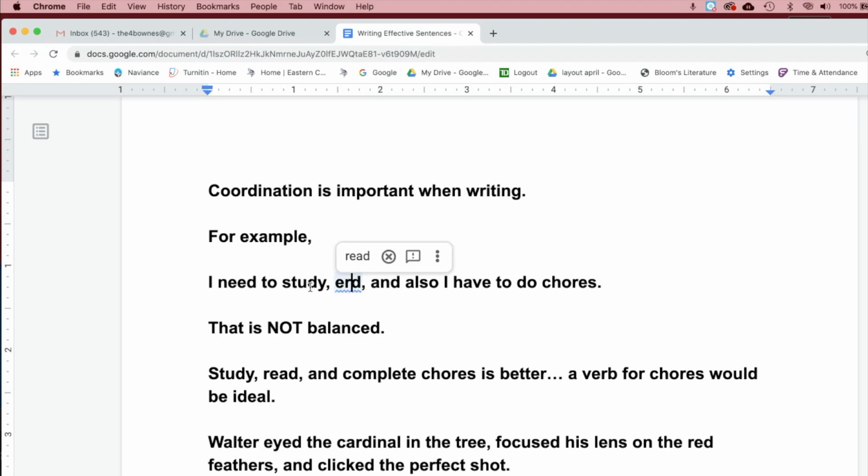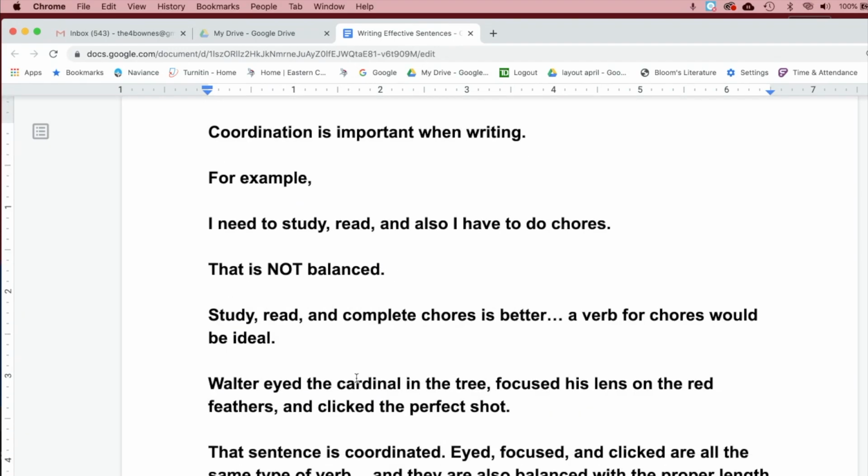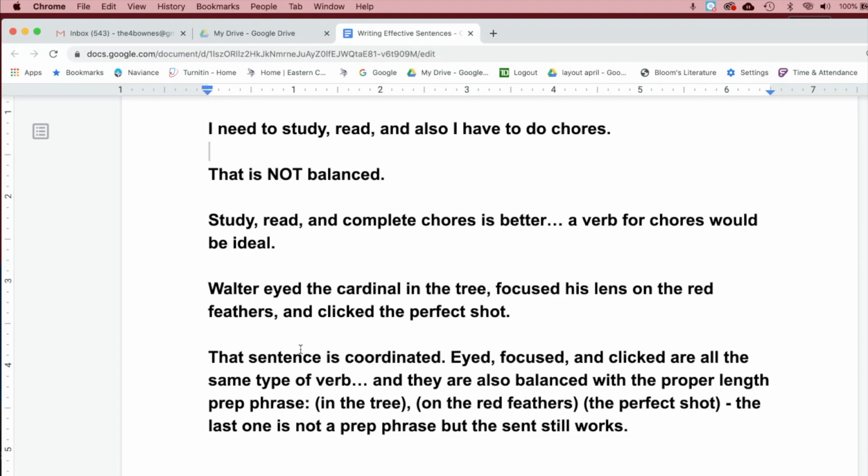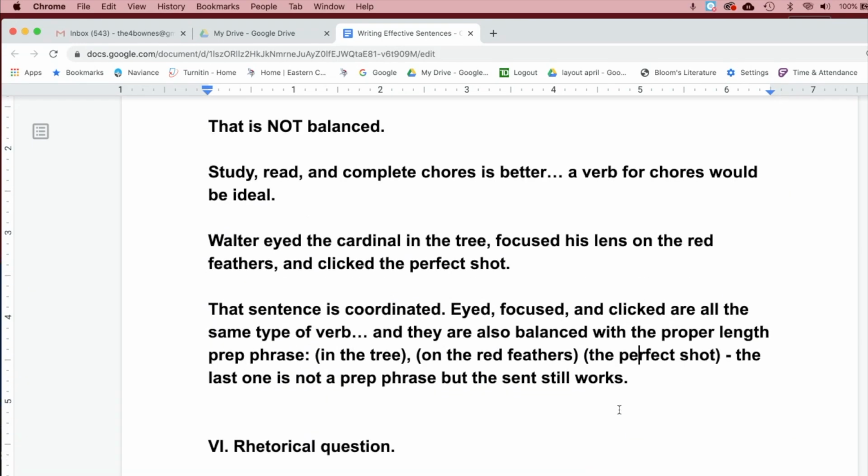Okay, let me fix that. Nope. Dyslexia comes out sometimes, okay? "Walter eyed the cardinal in the tree, focused his lens on the red feathers, and clicked the perfect shot." All right, that sentence is coordinated. Eyed, focused, and clicked are all the same type of verb. They're also balanced with the proper length of prepositional phrase, like in the tree, on the red feathers, the perfect shot. Well, that last one's not a prepositional phrase, but it still works because it's coordinated, all right?